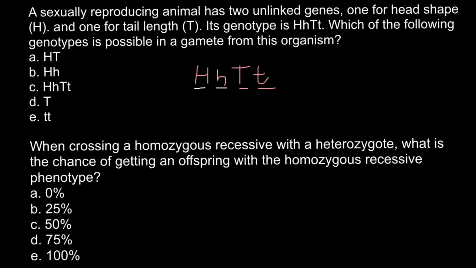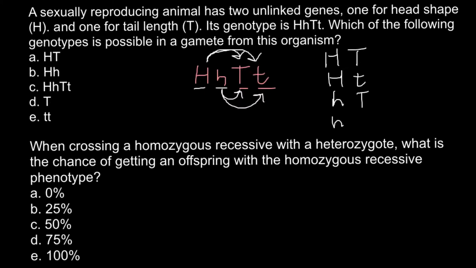So, here are the different variants that we can get. This would be the first variant of the gamete, capital H and capital T. And here is the second variant, capital H and small t. And this is going to be the third variant, small h and capital T. And this is going to be the fourth variant, small h and small t. So as you see, 4 variants are possible for the gametes.